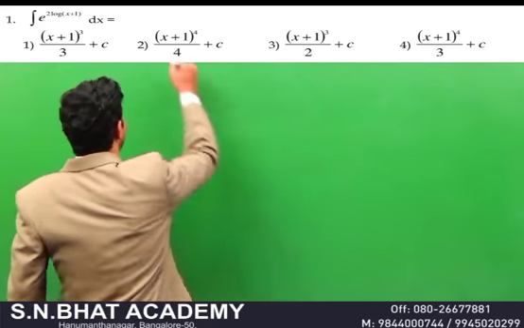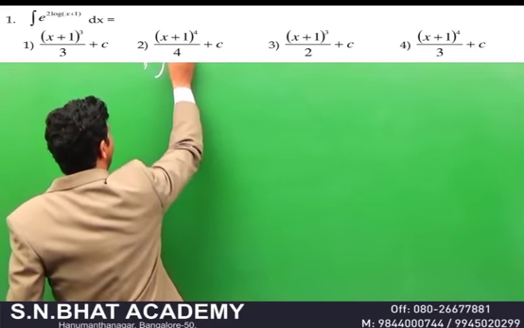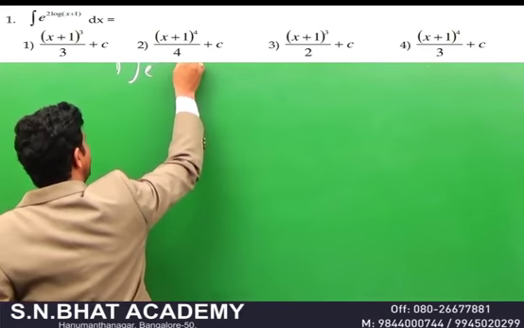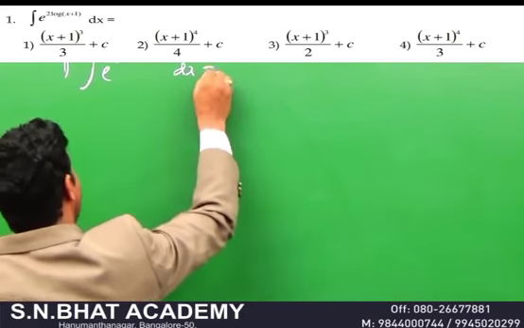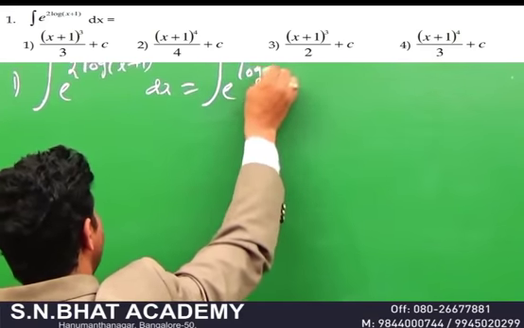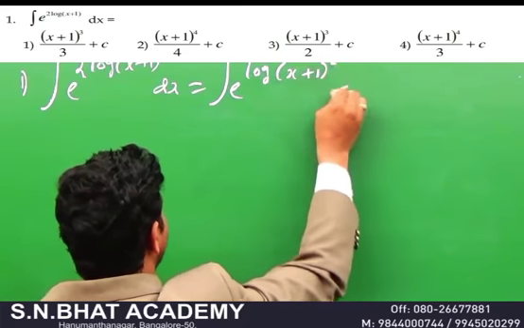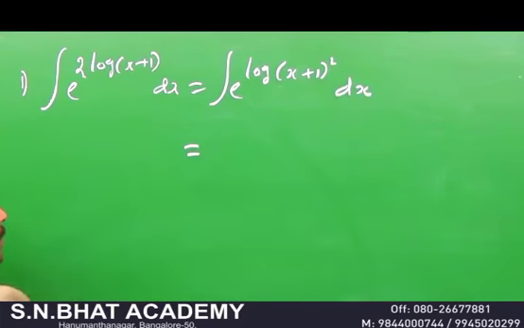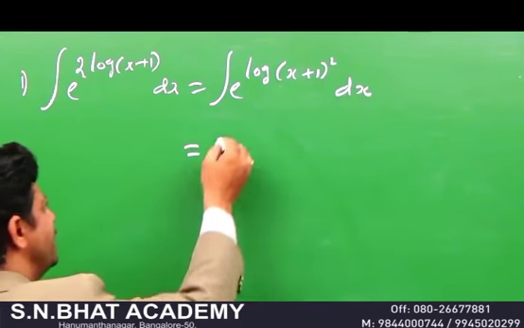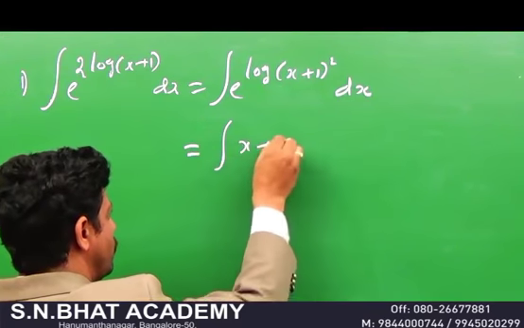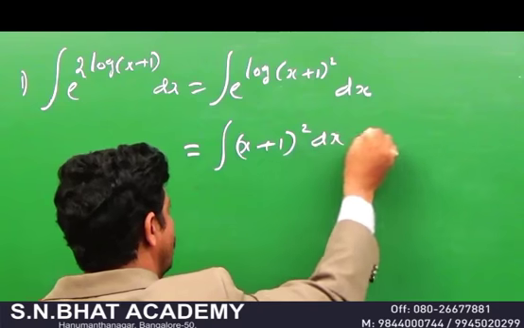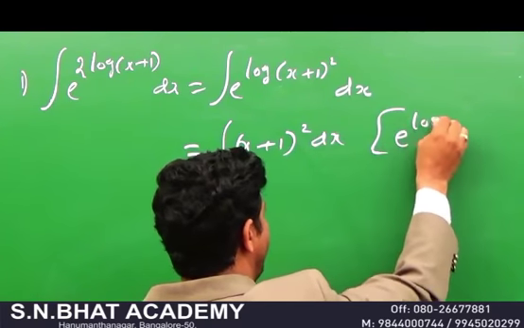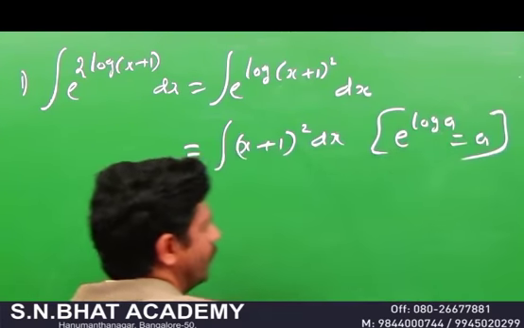First question, it is the integral of e to the power of 2 log x plus 1. By using a property of logarithms, it can be written as e to the power of log of x plus 1 whole square. Remember, e to the power of log a is a, so using that property it is x plus 1 whole square. So remember this very important property, e to the power of log a is a.